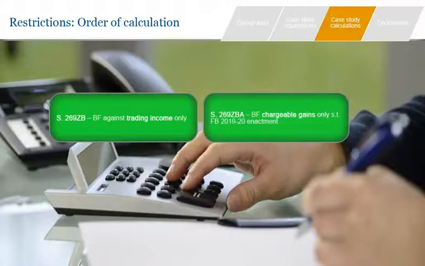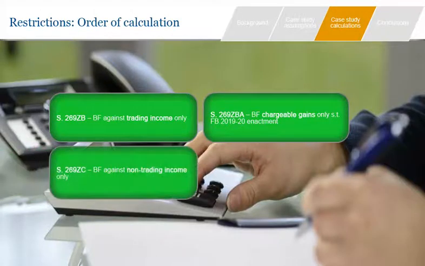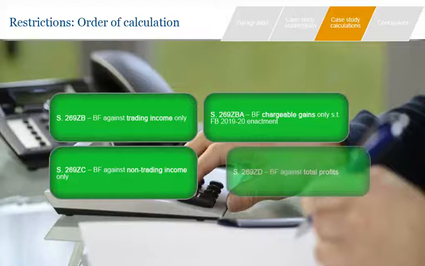The second provision, section 269ZBA, will, subject to enactment, impose the corporate capital loss restriction currently proposed in Finance Bill 2019-20. The proposed commencement date for the capital loss restriction is 1st April 2020, but this could, of course, be subject to change. The third provision is section 269ZC. This restricts relief for pre-1st April loan relationship non-trading deficits. These, it will be remembered, can only be relieved against non-trading profits of later periods.